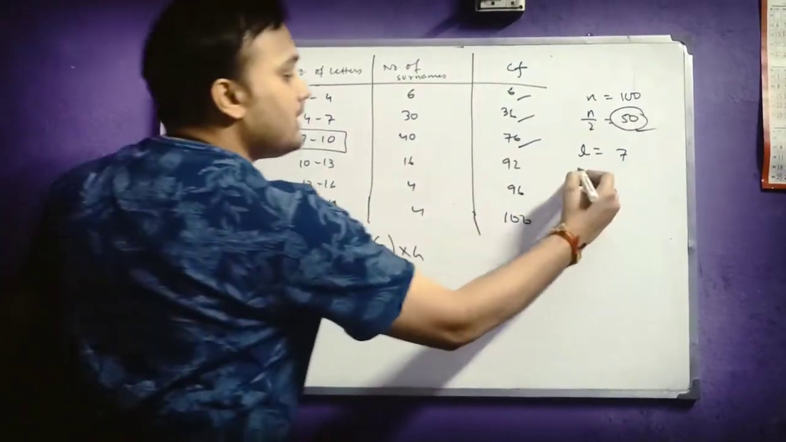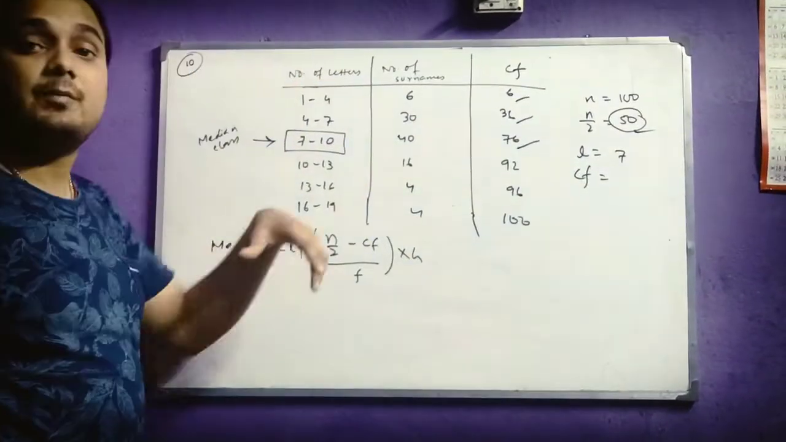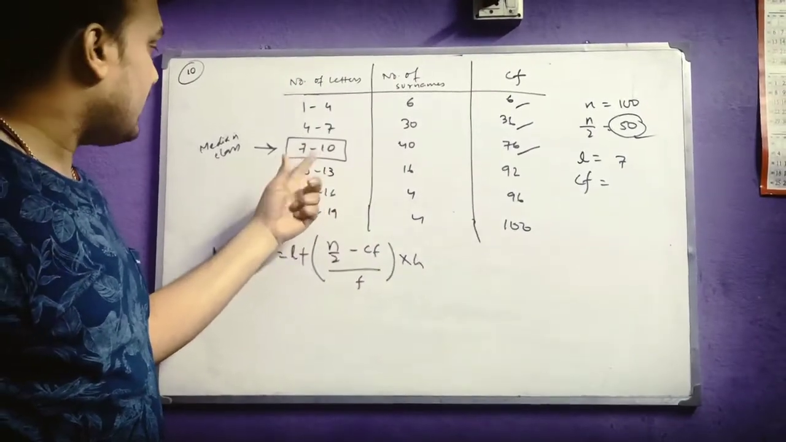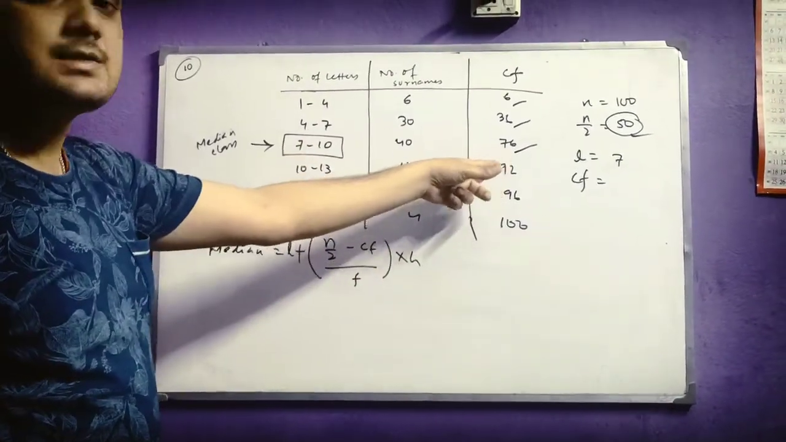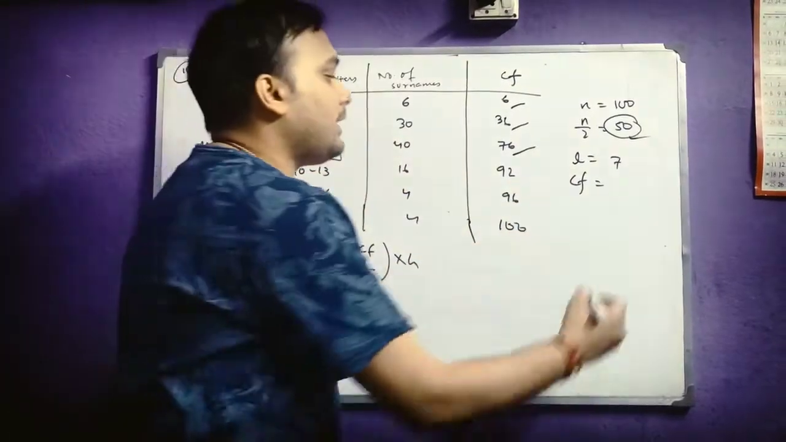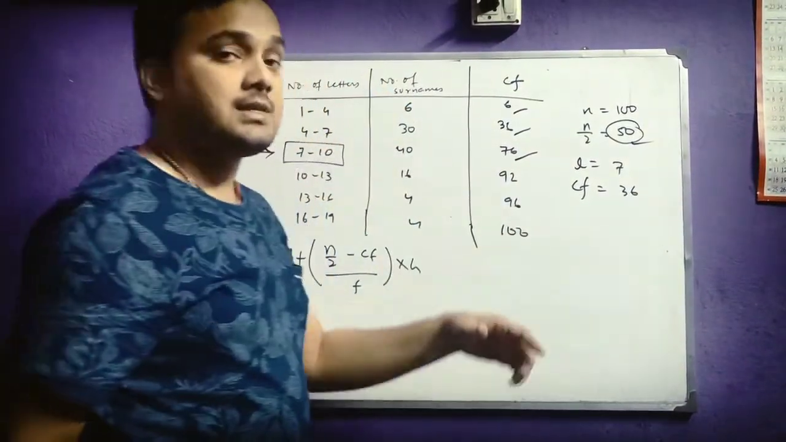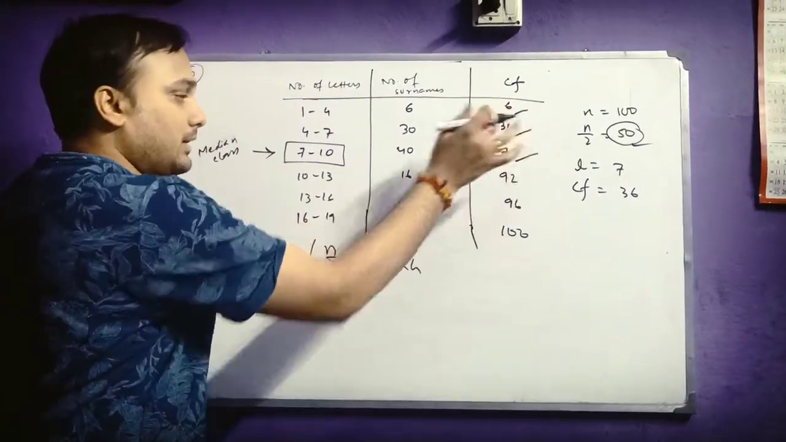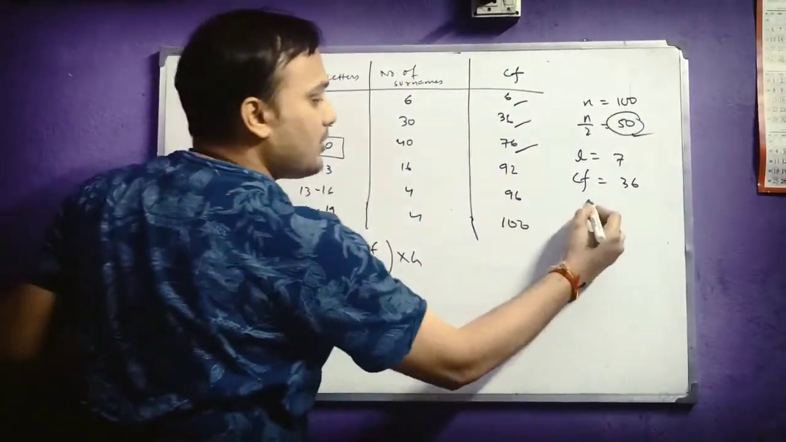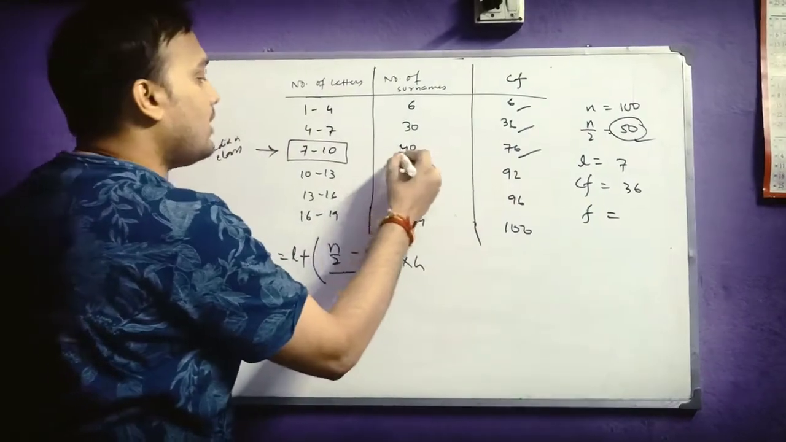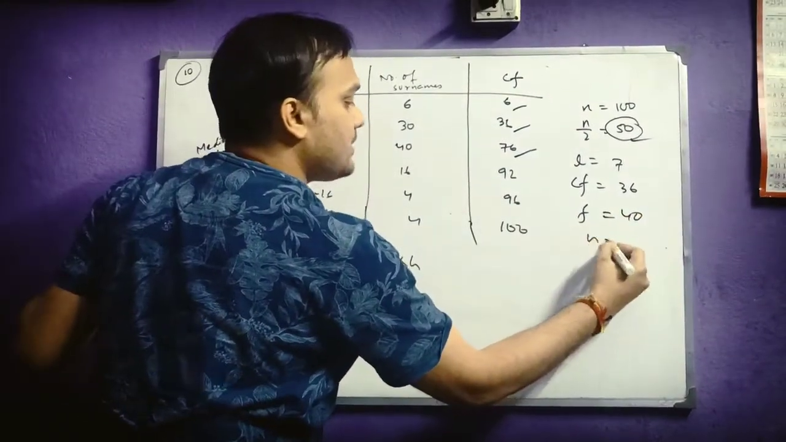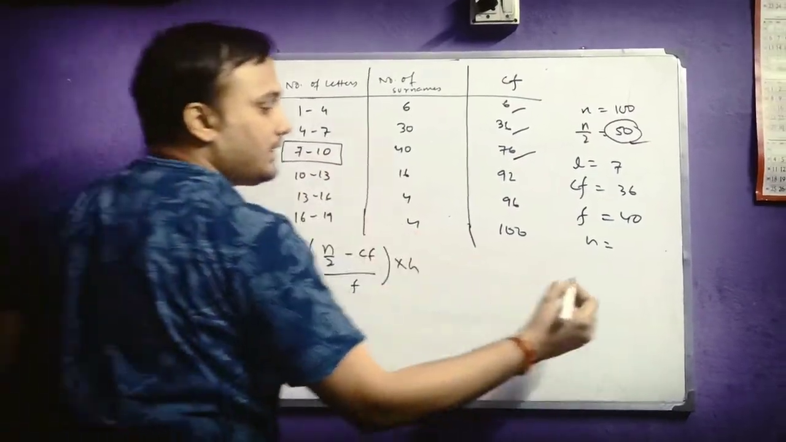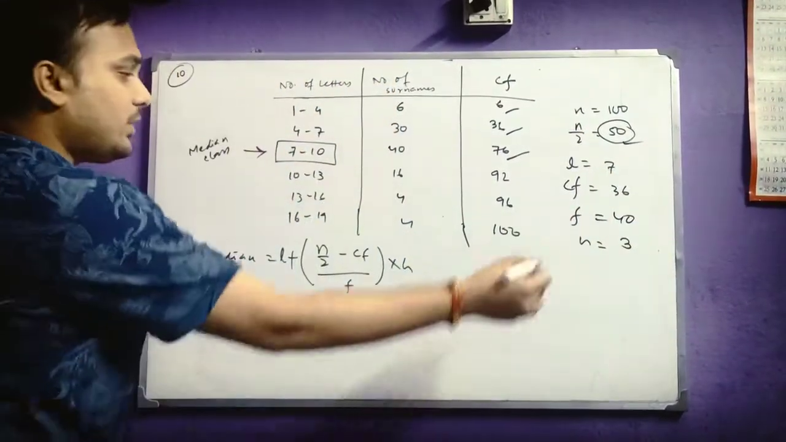What is CF? CF is the cumulative frequency of the preceding class. The median class is 7 to 10, so the CF we take is 36, that is the CF of the class preceding the median class, the previous one. And then F is how much? Frequency of the median class, which is 40. And H is the upper limit minus lower limit, that is 3.